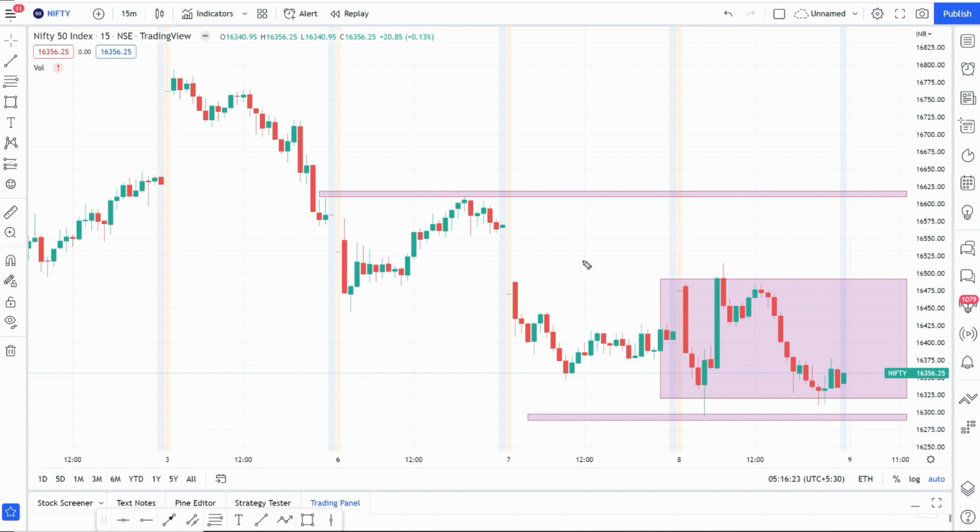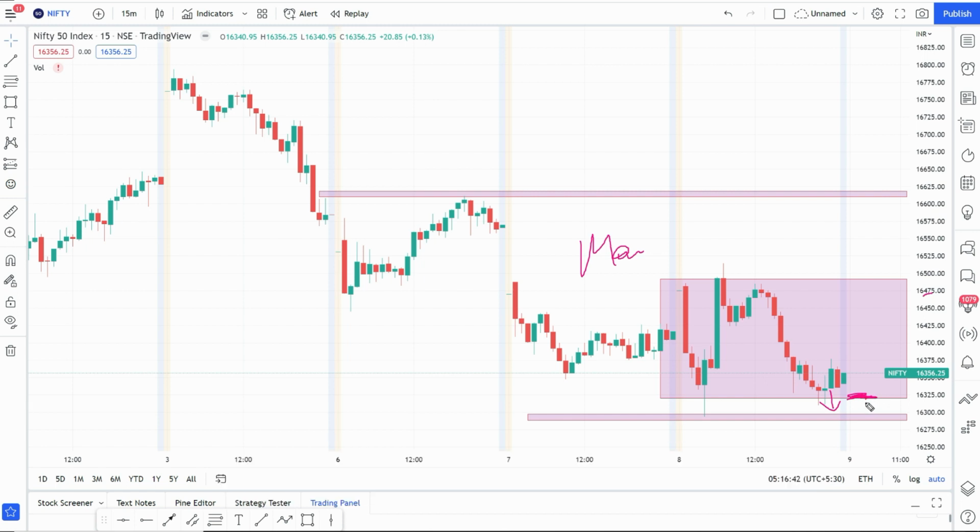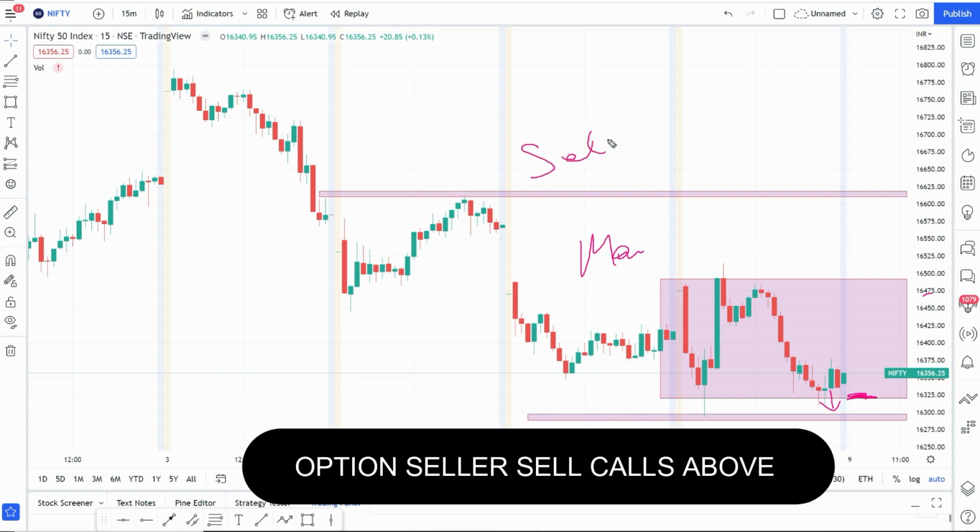If we talk about the strikes for intraday, an option buyer has to check for momentum. If we see a sharp fall from here, around 300 levels, we can go for put buying at this level. If you are an option seller, I would suggest selling calls, because the market is not at all able to sustain the levels. So this is for Nifty.